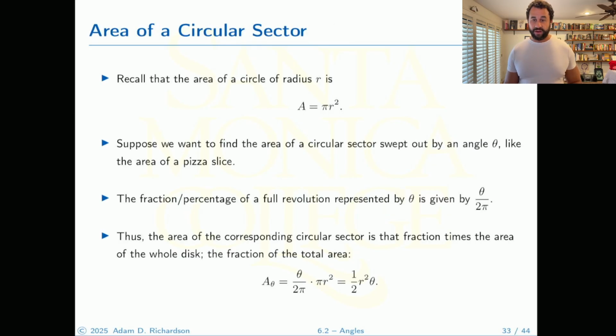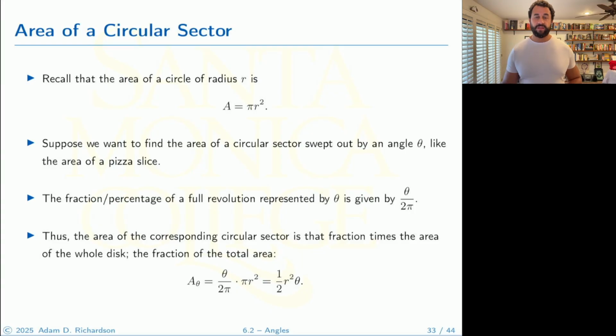Now let's talk about the area of a circular sector, okay? So this is fun. Remember that the area of a circle or a disk of radius r is pi r squared. This is another one of those basic formulas that you want to have memorized. Everybody should know the formula for the area of a circle. It'll show up forevermore. It's just such a fundamental formula. Pi r squared.